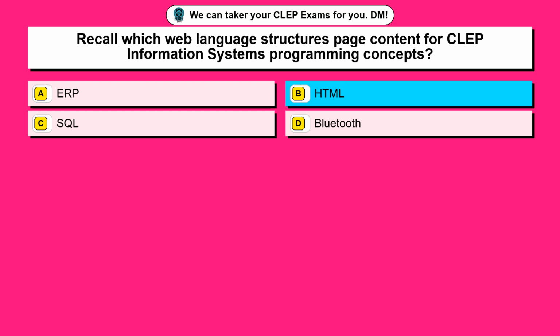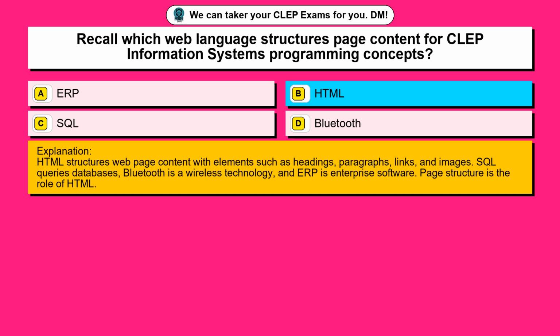HTML. HTML structures web page content with elements such as headings, paragraphs, links, and images. SQL queries databases. Bluetooth is a wireless technology, and ERP is enterprise software. Page structure is the role of HTML.